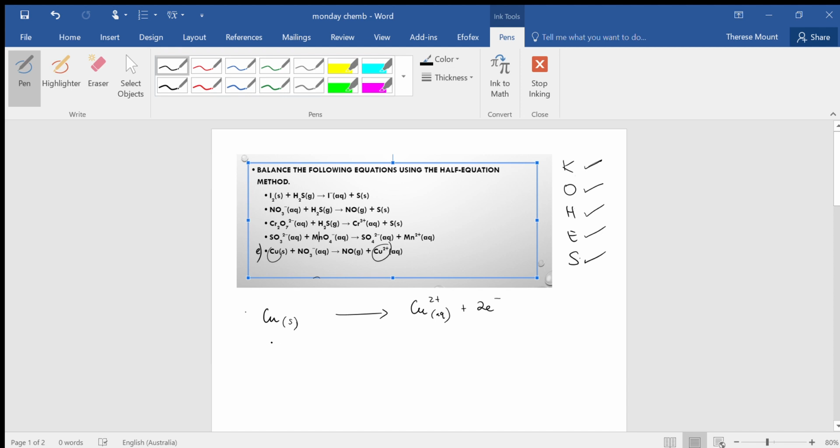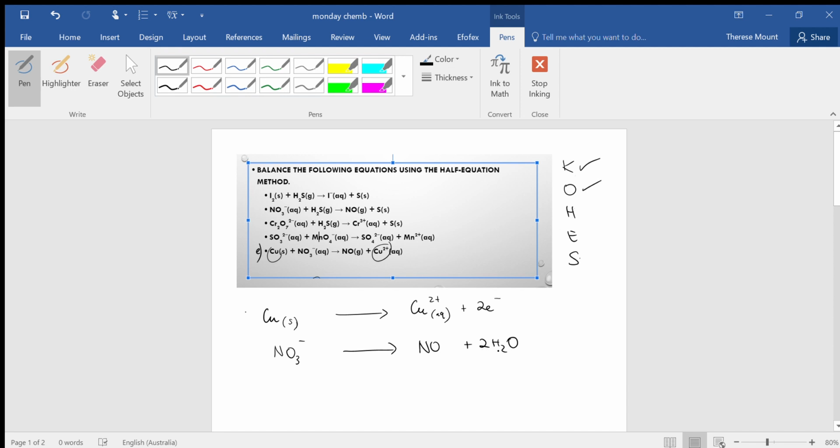Okay, so now my other half equation here, NO there. Okay, so key elements, I have 1 nitrogen there, 1 nitrogen there, so that's good. Oxygen, I've got 3 and I've got 1, and so I need to have 2 more oxygens on this side, so I'm going to add 2 waters. So 2 plus 1 is 3, 3 oxygen, that's balanced.